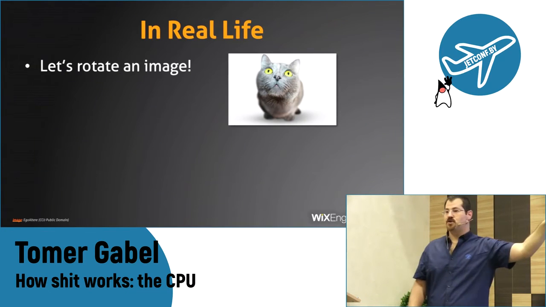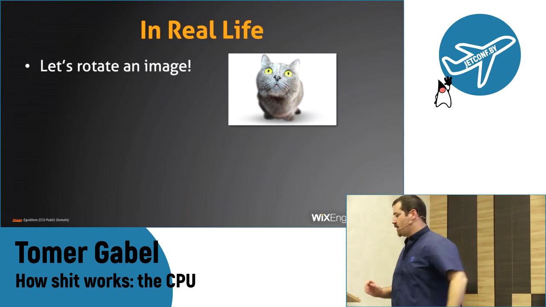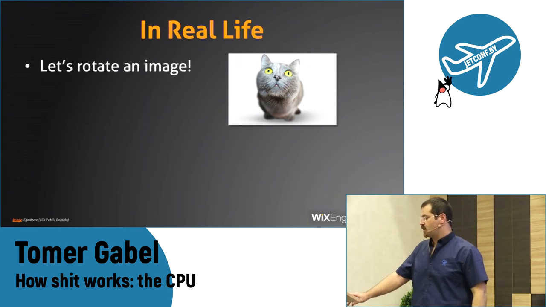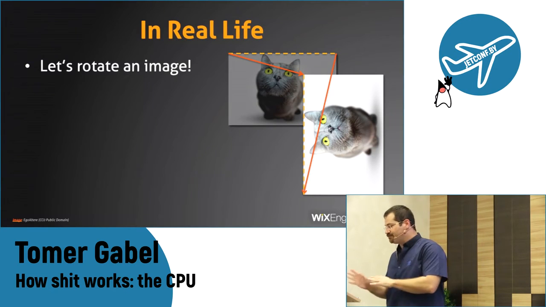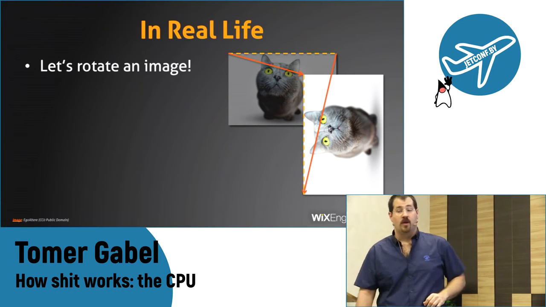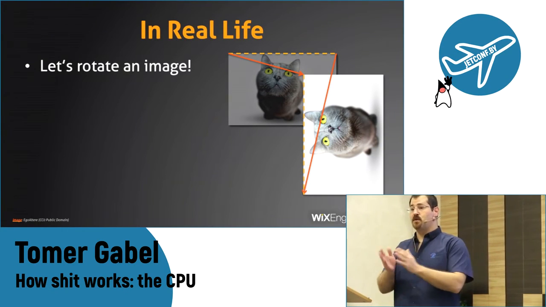Let's take this image of a weird cat and rotate it by 90 degrees. This is not actually a rotation, this is a transposition, but let's leave that aside for now. Okay, this is the same principle as transposing a matrix.